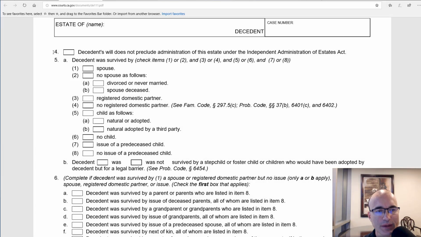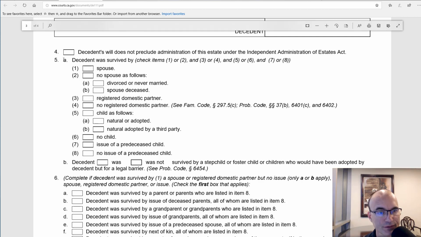Going down to the next page, number 4, you have to specify that the will does not preclude administration of the estate under the Independent Administration of Estates Act. So some wills do say that you can't use that. Most of them don't, but the court wants you to say whether it does or not.